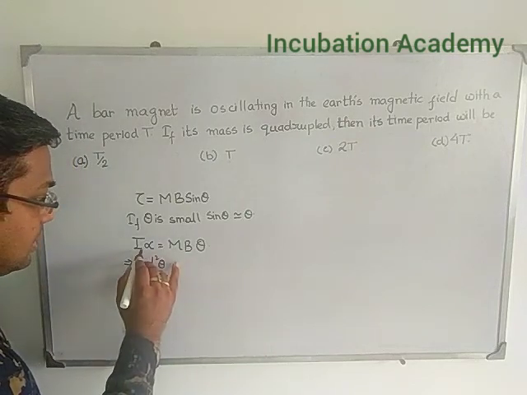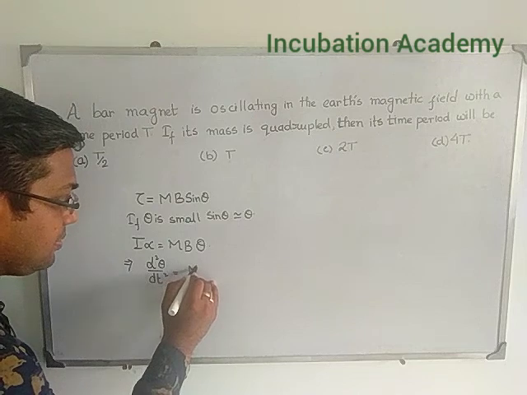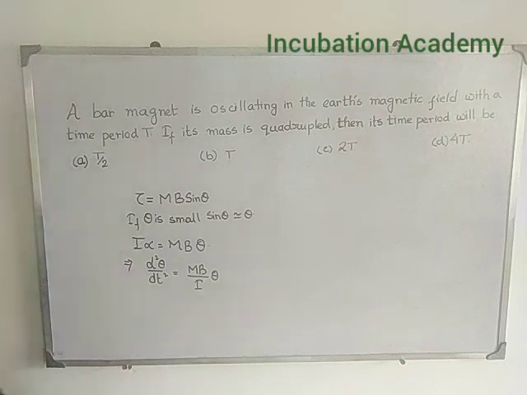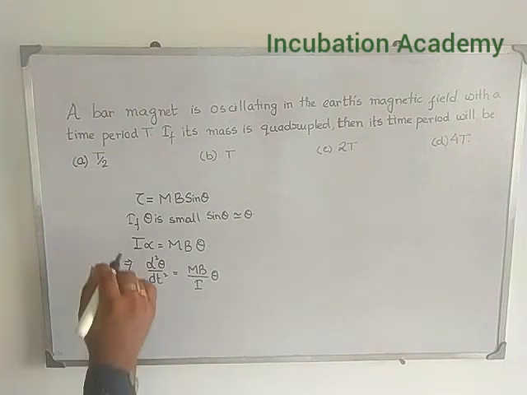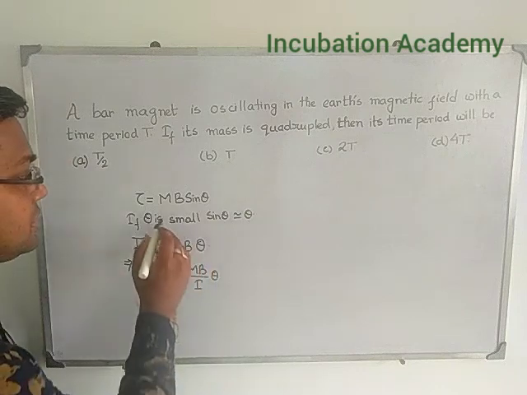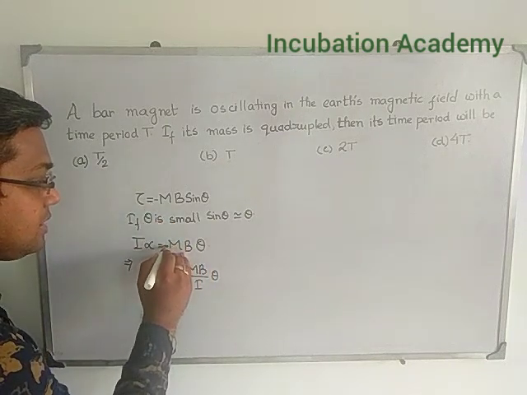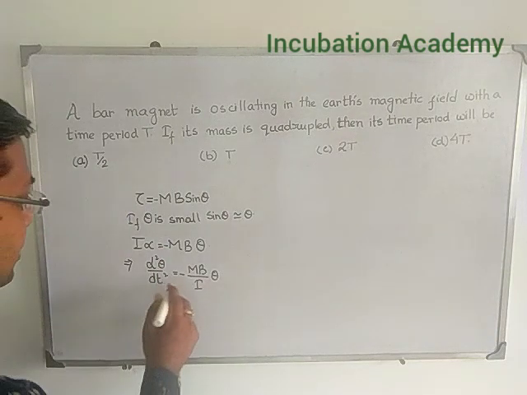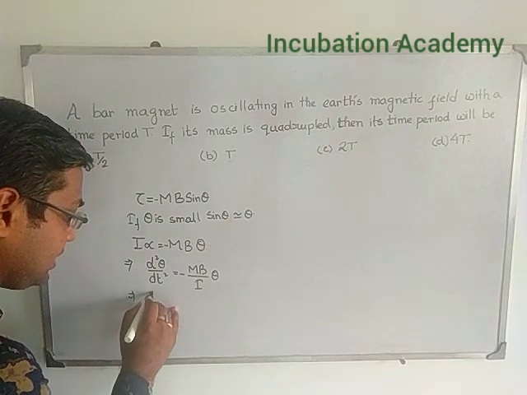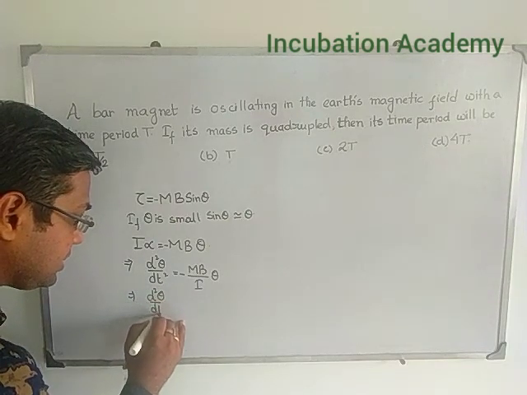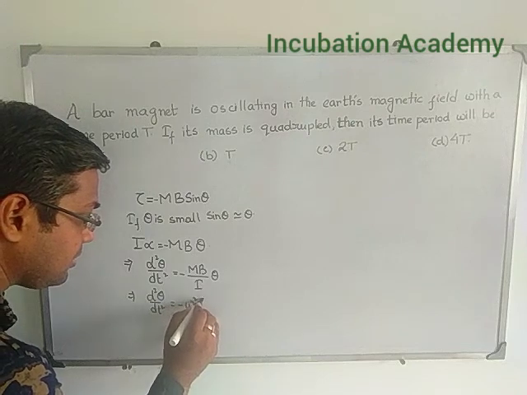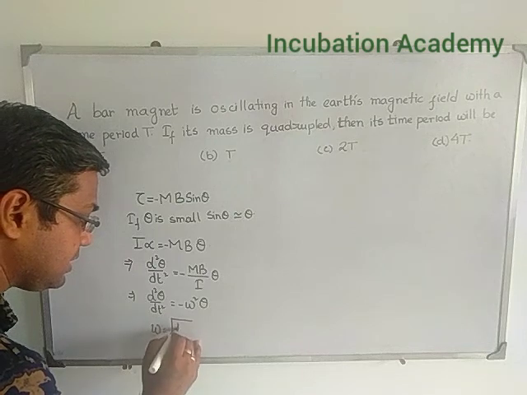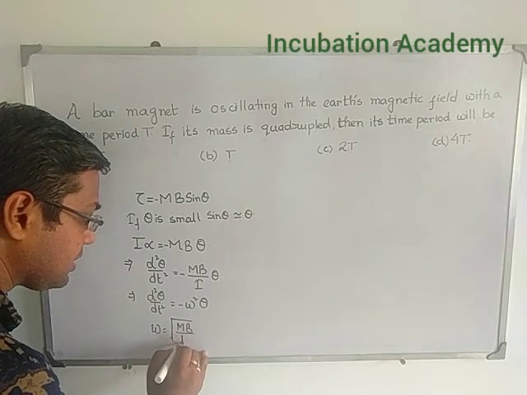So here it will be MB divided by I into theta. If you think carefully about the sign and the notations of the vector, there will be a minus sign, because this torque is given for the counterclockwise sense. So very simply, d2 theta by dt2 equals minus omega squared theta, where omega is the angular velocity of the oscillation, that is root over MB by I.